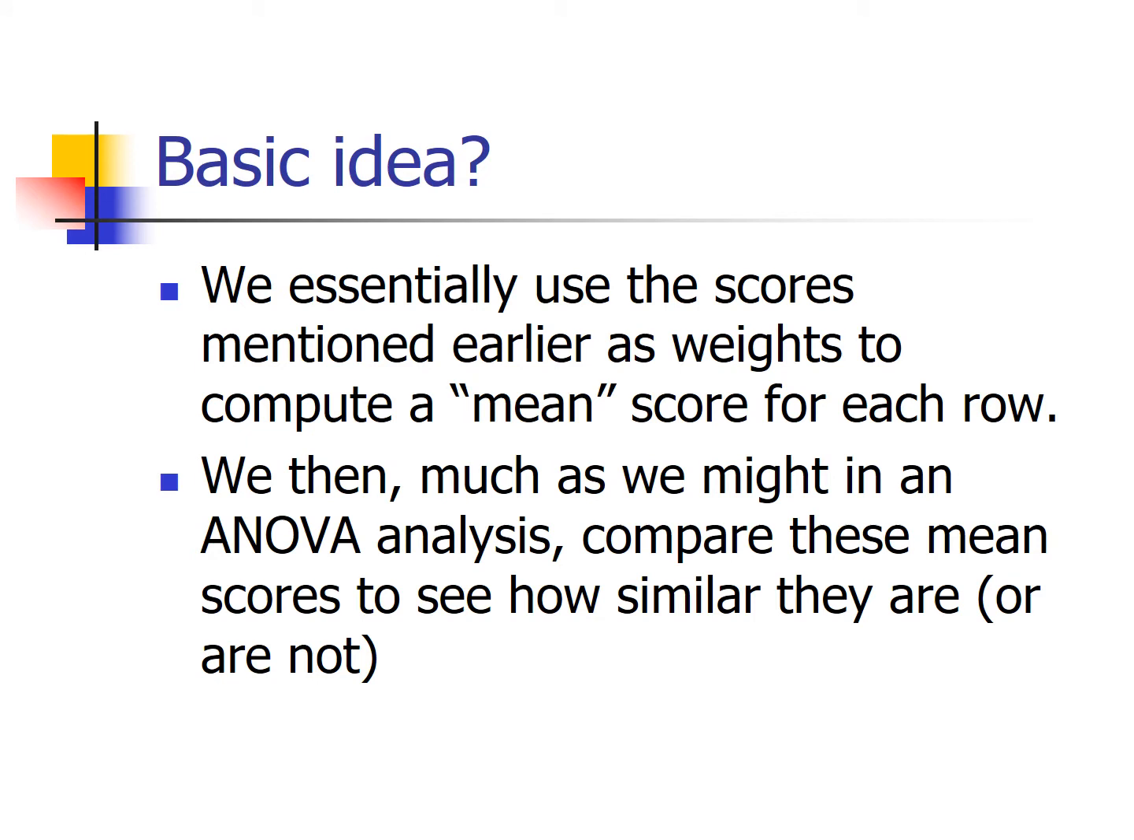So I already kind of sketched this idea, right? The basic idea is this. We essentially use these scores, these weights, to compute a mean, this kind of idea of a generalized mean for each row. And then, much as we would in ANOVA, we compare the means to see how similar they are or are not.